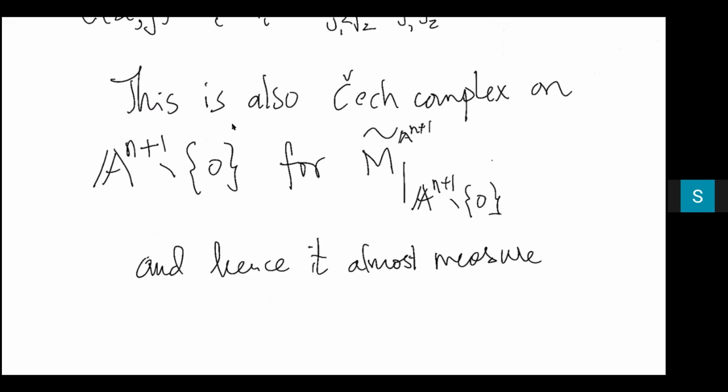So first of all, let's give this a name. Let's call this U inside A^{n+1}, and it measures Gamma_m. So this is the maximal ideal. Maybe I should rewrite it like this: Gamma_m of M tilde, if you like, on A^{n+1}.